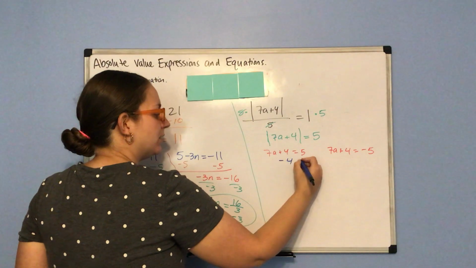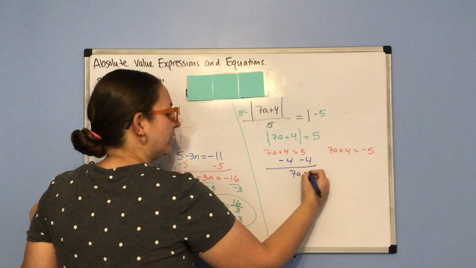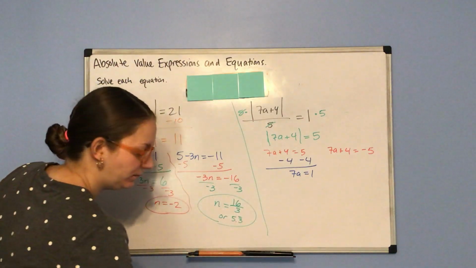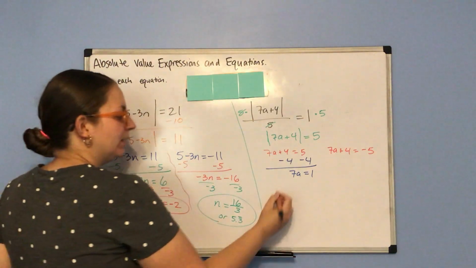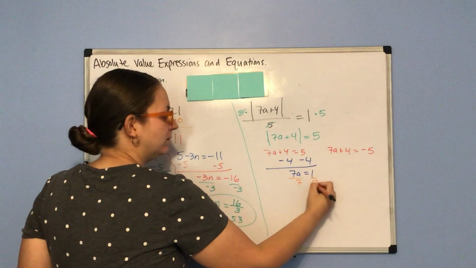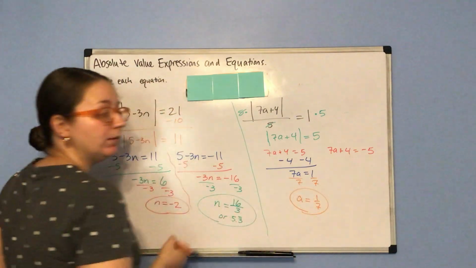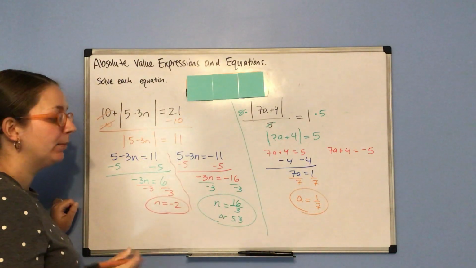So first thing we do is undo plus 4 by subtracting 4. 5 minus 4 is 1. Last step, I need to undo 7 times a, so I divide by 7. I get a equals 1 over 7. If you'd rather do 1 over 7 in decimal form, not a big deal.